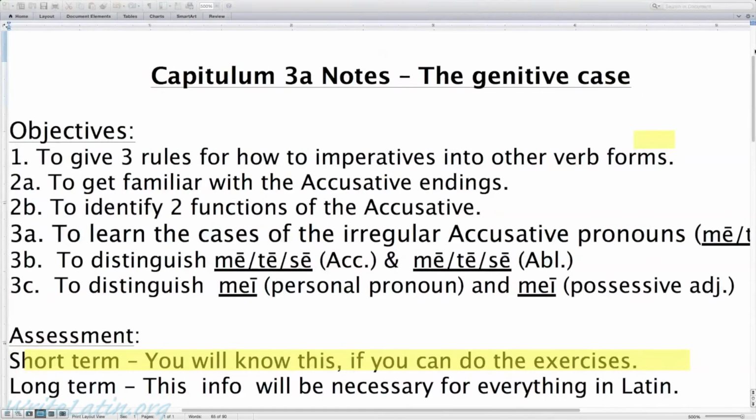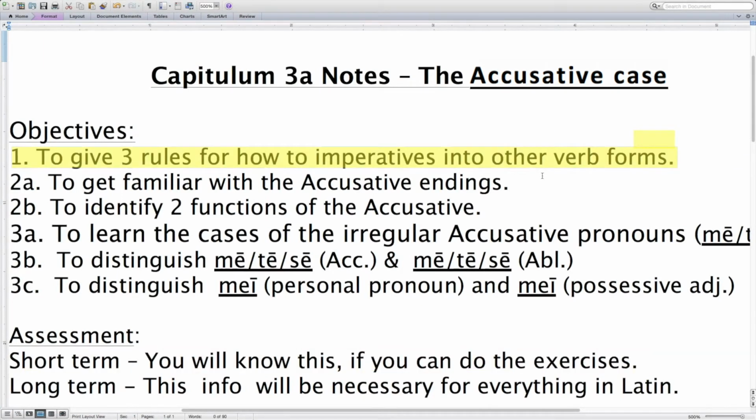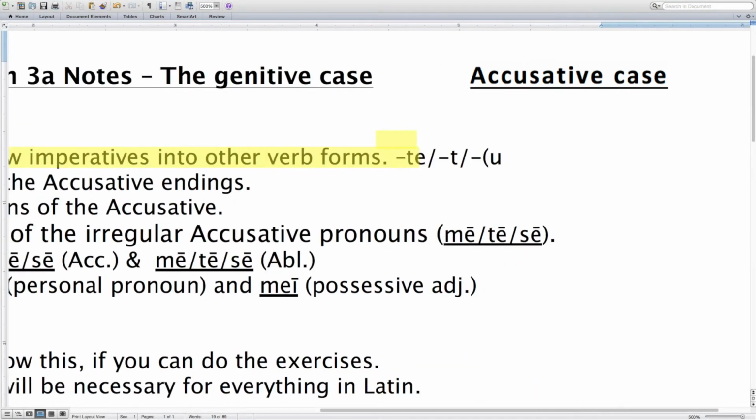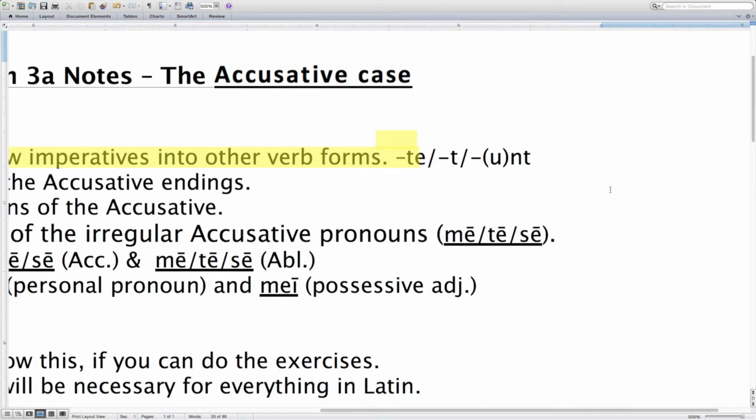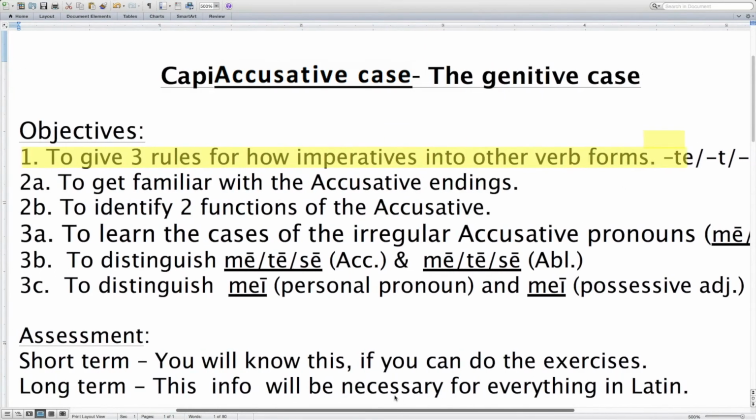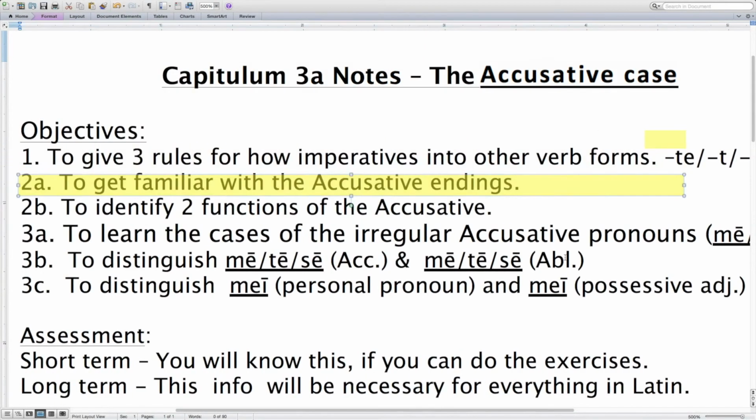Let's go back and look at those and see if we did them. To give 3 rules for how imperatives make other verb forms: well, you add te or t or nt, potentially unt. Those are your choices. Te makes a plural command, t makes a singular description, unt makes a plural description. Objective 2a, to get familiar with the accusative endings. Well, they all end in m. Isn't that nice and easy?